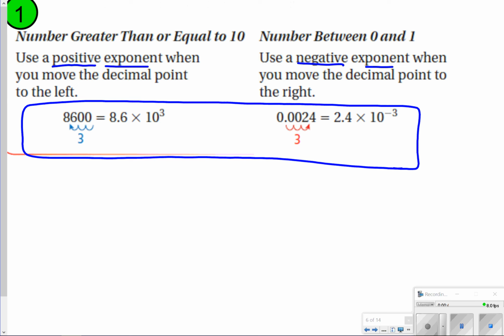In the next slide, you're going to see some examples of how to find the scientific notation of large or small numbers. Let's go ahead and pause the video now so you can write down the two examples in number 1, and then once you're done, click play.